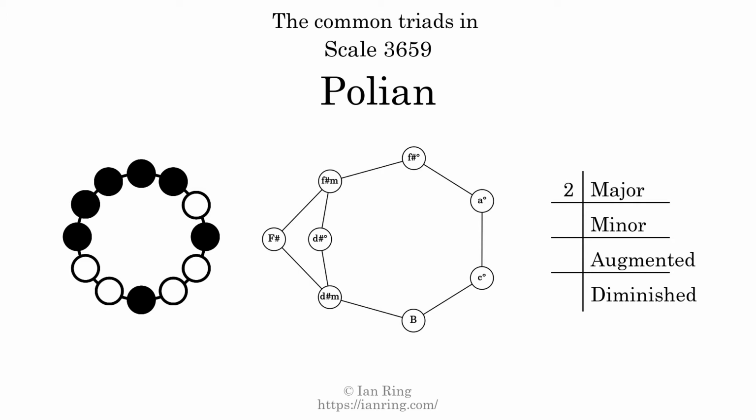There are 2 major triads. There are 2 minor triads. There are no augmented triads. There are 4 diminished triads. Here is a Hamiltonian path of parsimonious voice leading that uses all the triads.